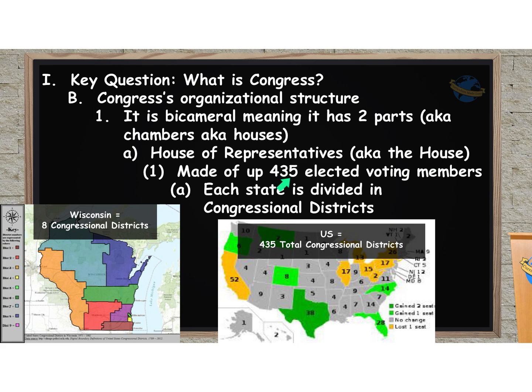It has 435 elected voting members. Each state is divided into individual congressional districts. So there are 435 congressional districts across the United States. They're divided up into the different states, with each state having a different number of congressional districts depending on the population. So California, for instance, has 52 congressional districts because they have such a large population, whereas Wisconsin only has 8 congressional districts because we have a much smaller population than the state of California.